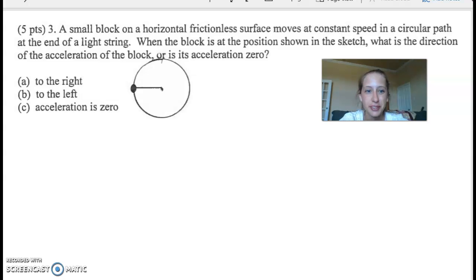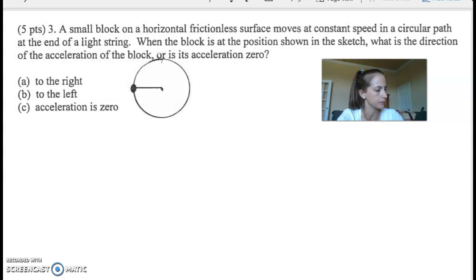Hello. Question number 3. Okay, we've got a block moving in a circle at a constant speed. Which direction is the acceleration? So it's tempting, a very tempting, very wrong answer is to go, oh, it's at constant speed.